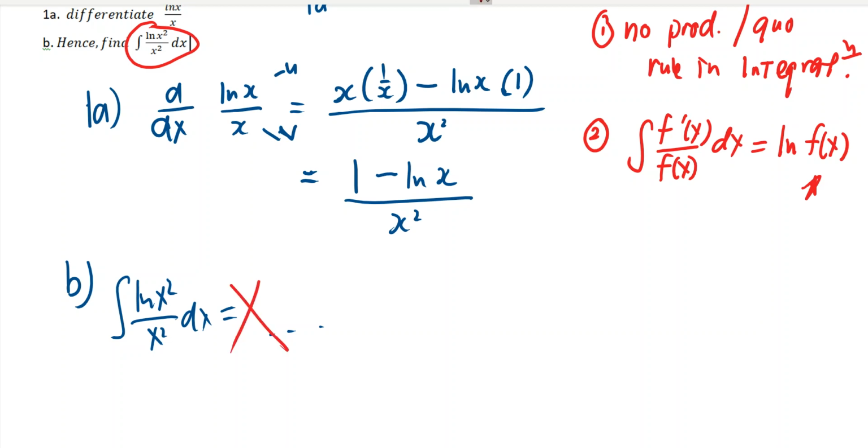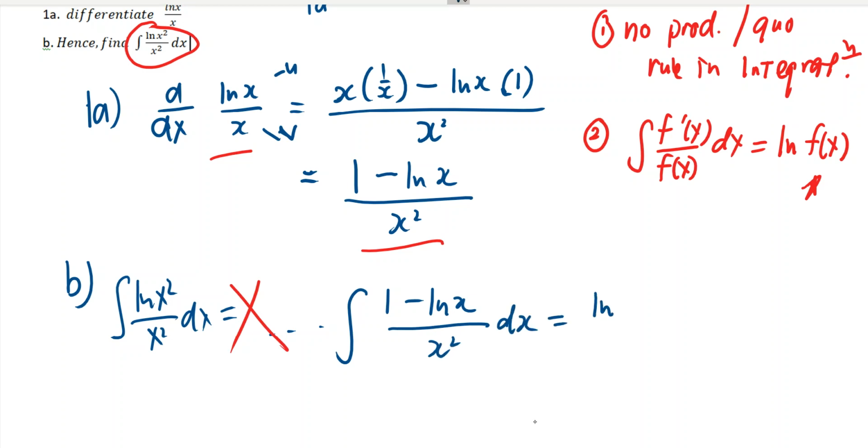Now tell me why they ask you to differentiate the first part. It's because to get the second part right, you have to make use of the first part. So when the first part says that when you differentiate this guy, you will get this guy, now what does integration mean? It means that if I integrate 1 minus ln x over x squared dx, what will I get?